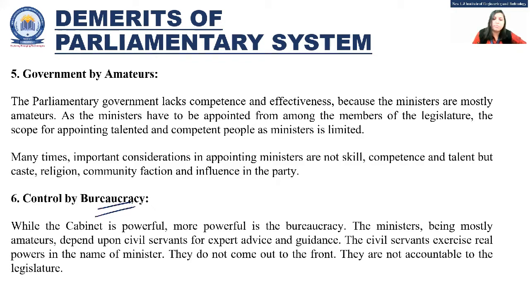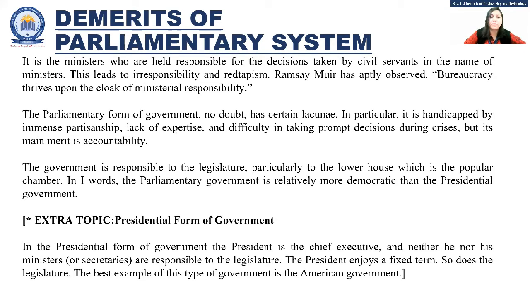Controlled by the bureaucracy, because definitely the real ruling is done by the IAS, IPS and all those people in the central government. So it is controlled by the bureaucracy. The ministers actually run as per the civil servants' advice. So the main control is by the bureaucracy itself, where the civil servants are working. That is how these demerits are identified.